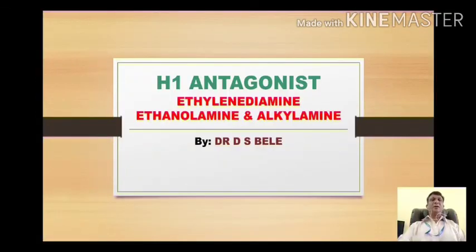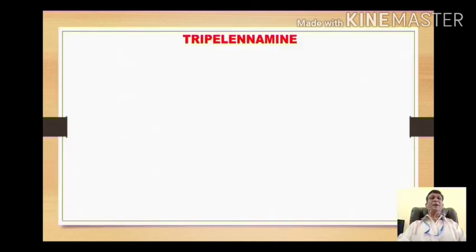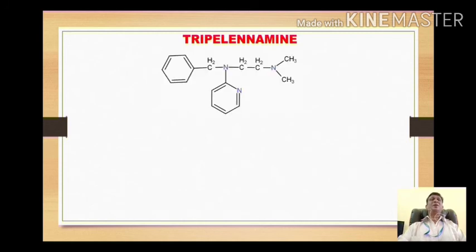Hello dear students, in this lecture we will go for the individual drugs belonging to the chemical class of ethylene diamine, ethanolamines and alkylamines. So let's look at the individual compounds of this antihistaminic drug one by one. So let's start with the ethylene diamine class. The single compound which is included in your syllabus is TRIPELENNAMINE.